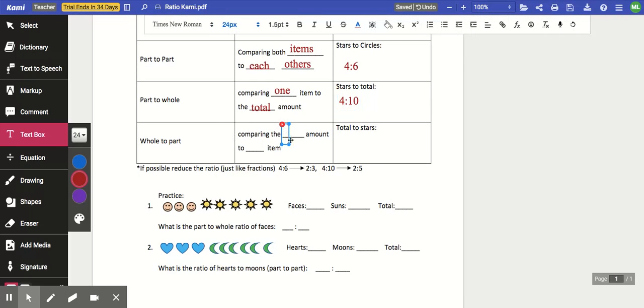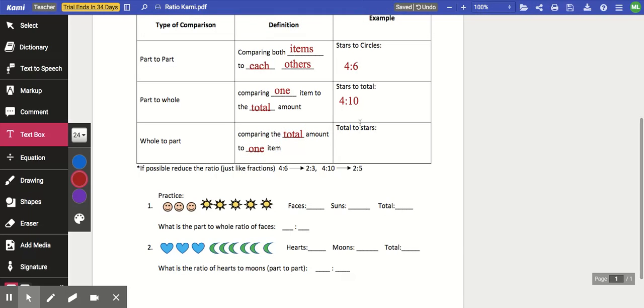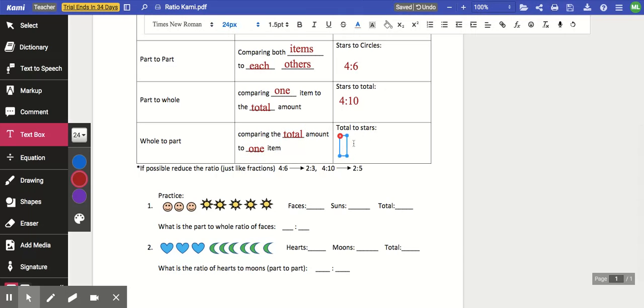Then we compare whole to part. That's just the same as part to whole, just switched. So you have the total amount to one item. Once again, I'm comparing my total to stars. This means I go 10 to 4. So for every 10 objects I have, I'll have 4 stars.